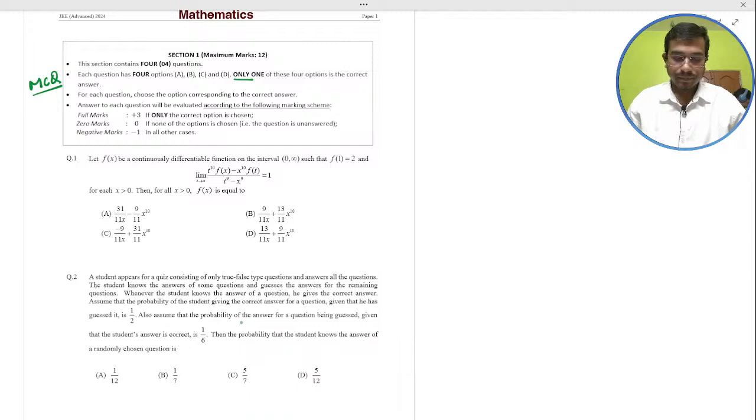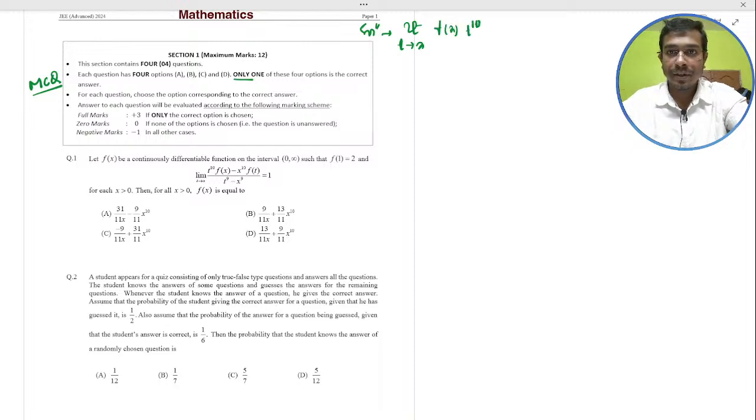So here, the solution is given that, first of all, the limit as t tends to x of (f(x) t^10 - x^10 f(t)) divided by (t^9 - x^9), this is equal to 1. Okay.